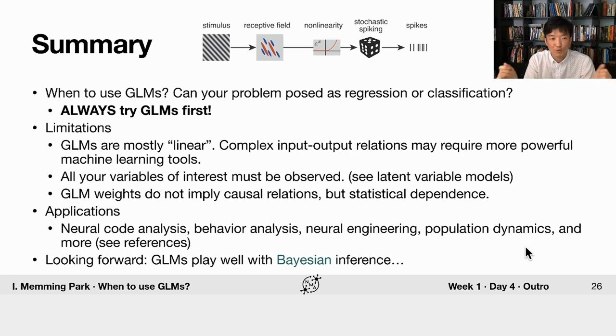Okay, so let's summarize. So when shall we use GLM? If the scientific question or the problem that you want to solve can be posed as a regression or classification problem, you should always try GLM first.